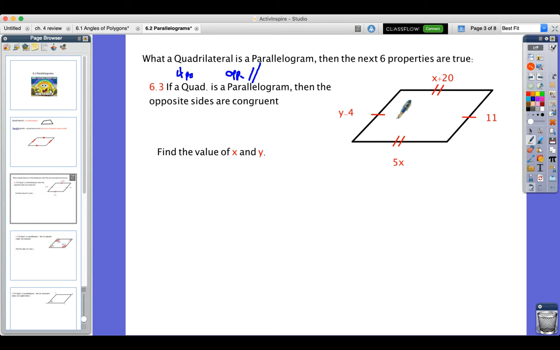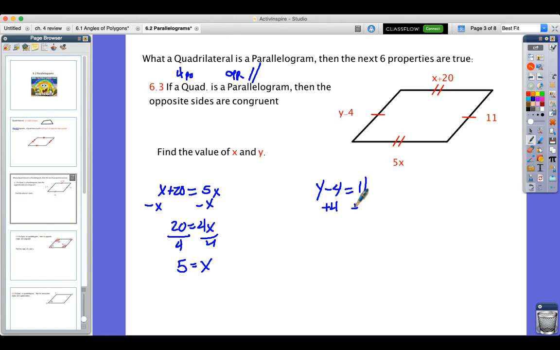So to find the value of x and y, we set them equal to each other like we said. Here, we'll start with x. We'll have x plus 20, the top, equals 5x. And then for y, we'll say y minus 4 equals 11. That helps us solve it a little bit better. Solve for x: minus x, we get 20 equals 4x, divided by 4. What's the value of x, y'all? 5. Good. Now solve for y, we add 4 to both sides. So what's the value of y? 15. Good job.